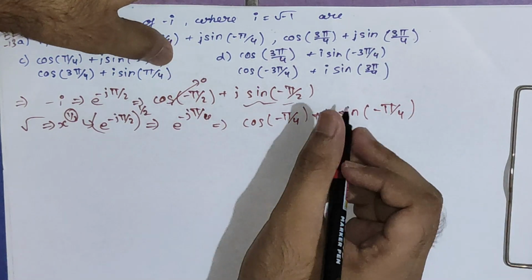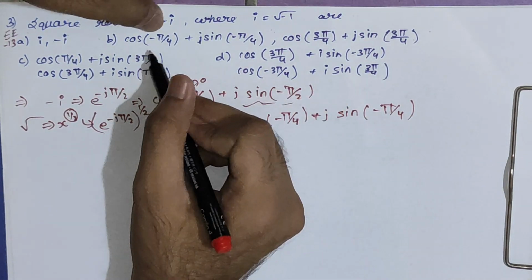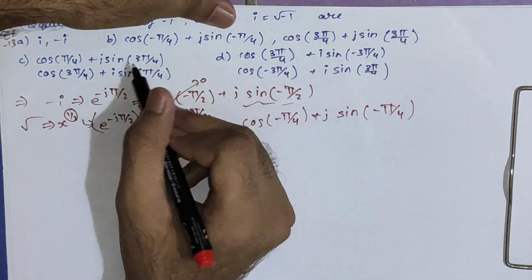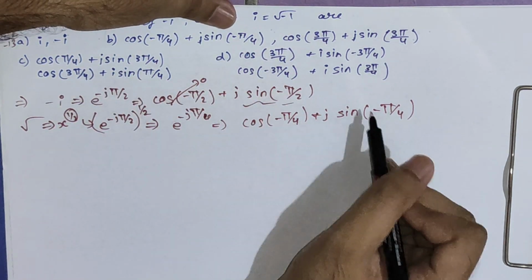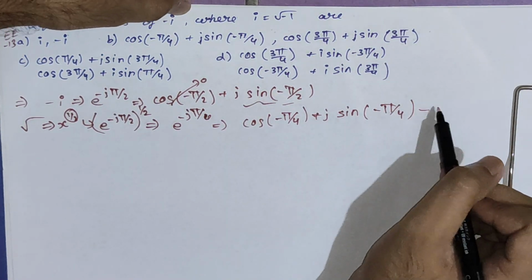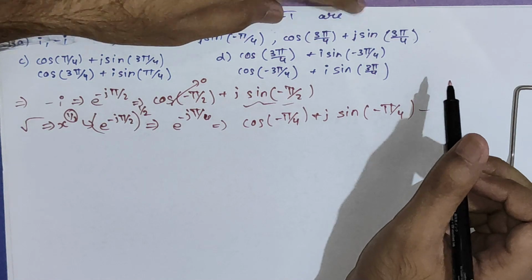So from the options you can see this B option, cos of minus pi by 4 plus j sin of minus pi by 4 will be the correct answer, since none of the options has this root. Okay, but here we have to get the two roots. With this one root only you can get your answer, but let us find the other root also.